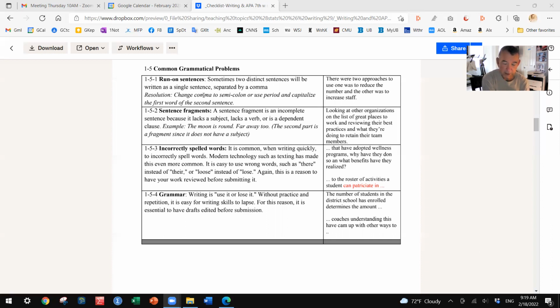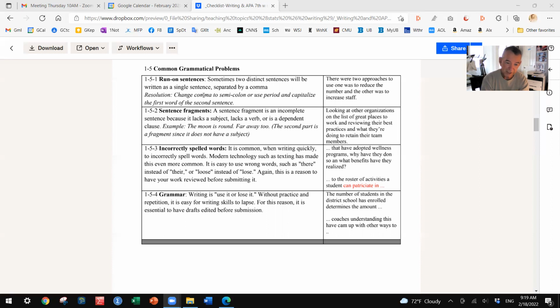It's a fragment, right? It's not a complete sentence. What is it trying to say, really? 153, incorrectly spelled words, misspellings, common when writing quickly. Modern technology has made this very common. It's easy to use wrong words. I did this the other day. I sent out an announcement and I had a THEIR instead of THERE.